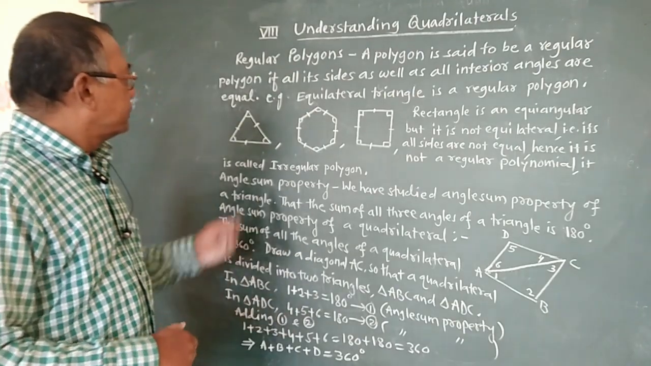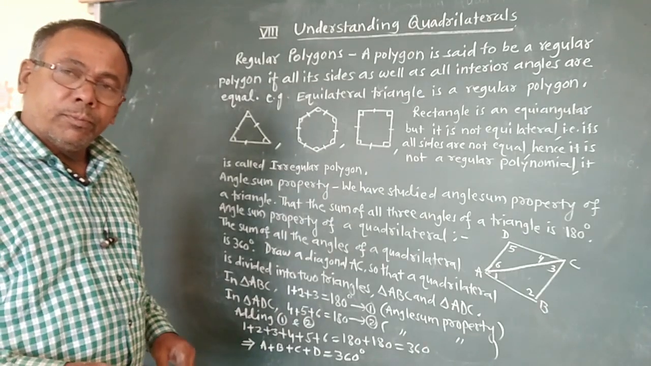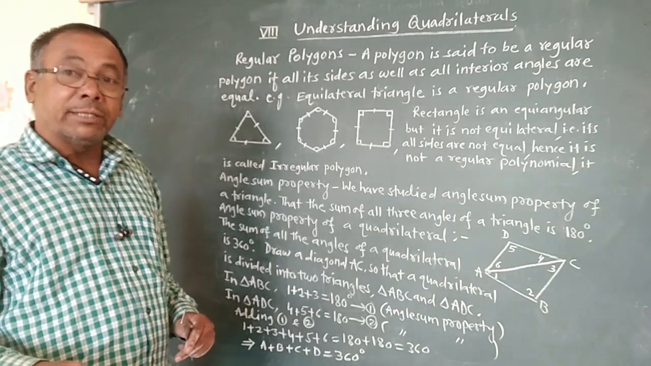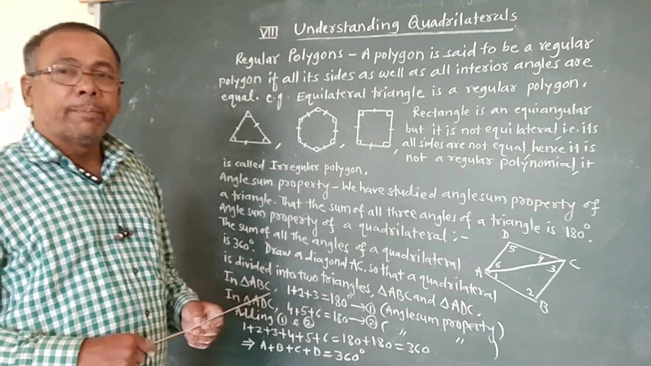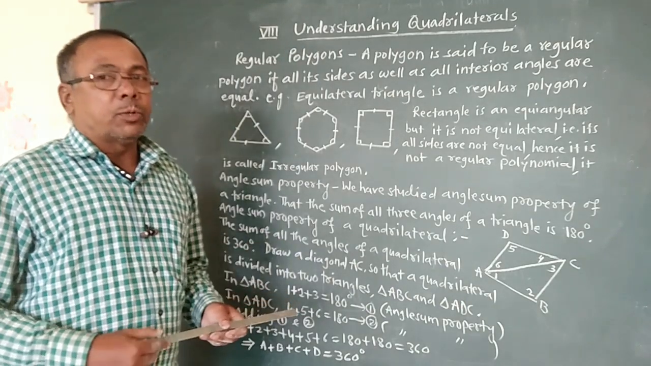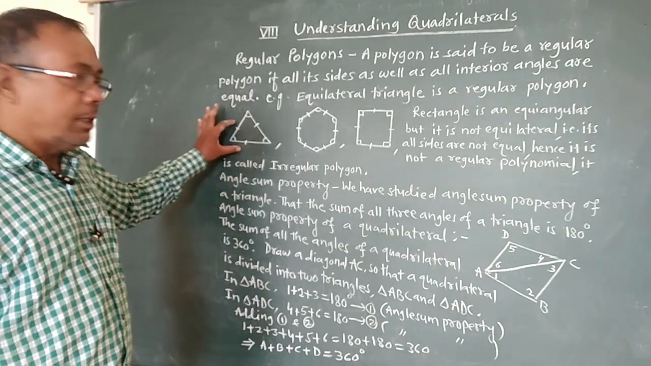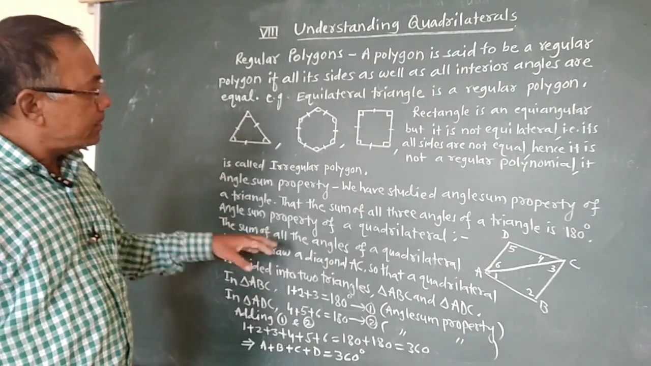Here, an equilateral triangle is a regular polygon. We know that in an equilateral triangle all the sides are equal as well as all the angles are of 60 degrees, and therefore the equilateral triangle is a regular polygon. Here I have drawn the figure of an equilateral triangle.